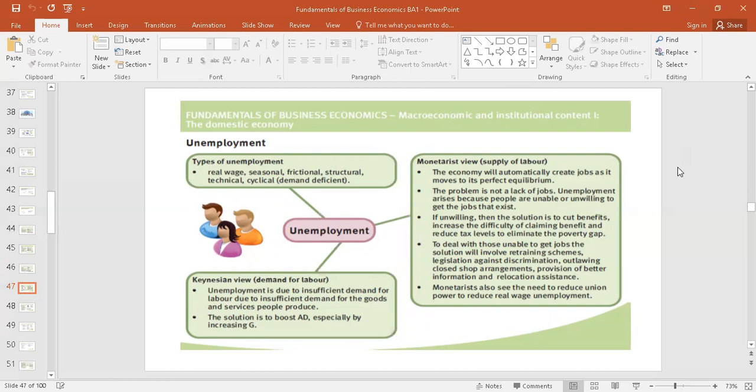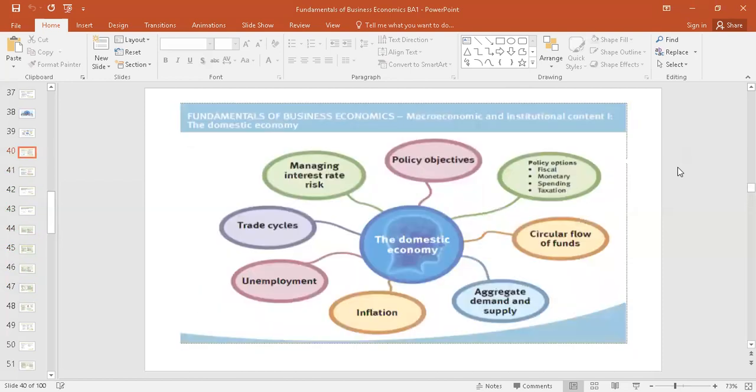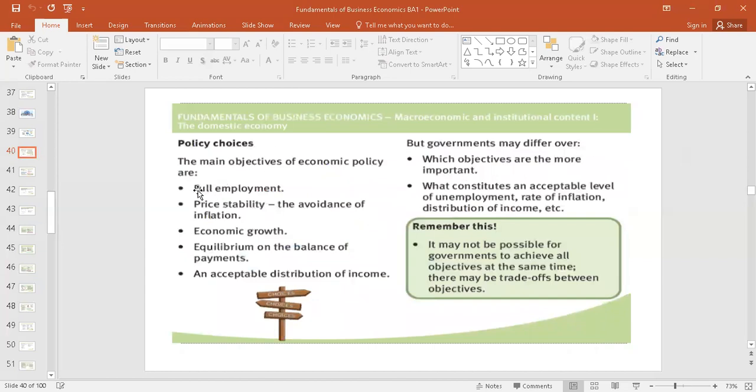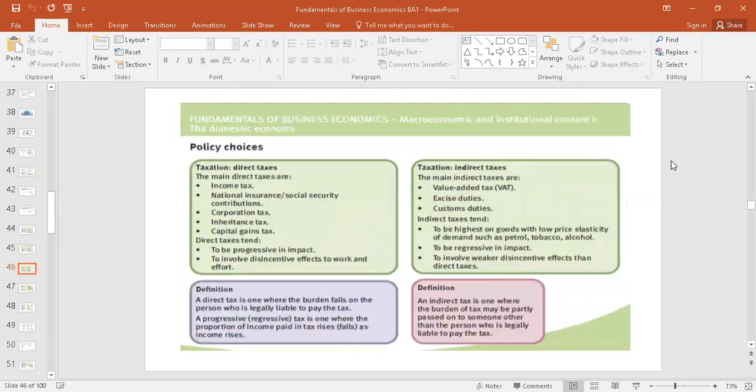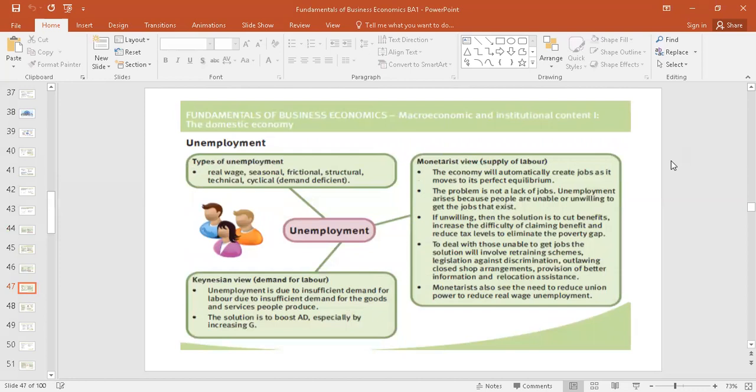Then another aspect of where the government works, or one point about the policy choices, is to look into the employment part of it, to ensure that everybody in the economy has full employment. So what about unemployment? What are the different types of unemployment? The real wages, when the wages do not include the change in the price rise, the inflation part of it, the impact of inflation is not covered by the wages that are paid. Then seasonally, some of them are unemployed. Then we see frictional, then structural, technical, cyclical, that is demand deficient.